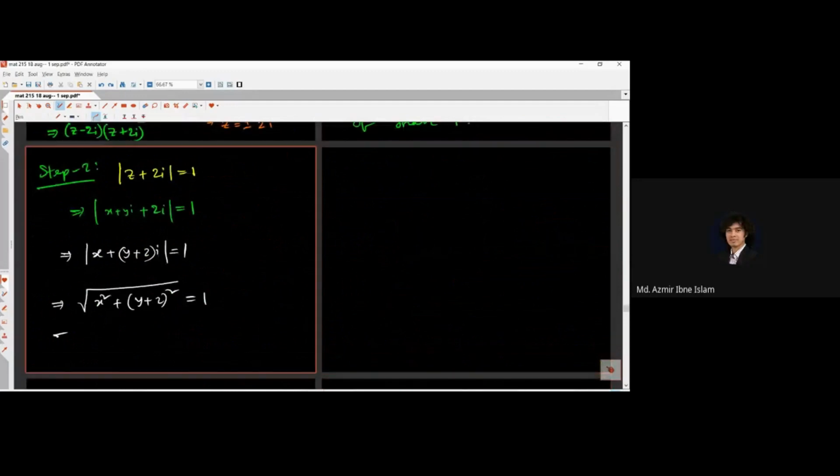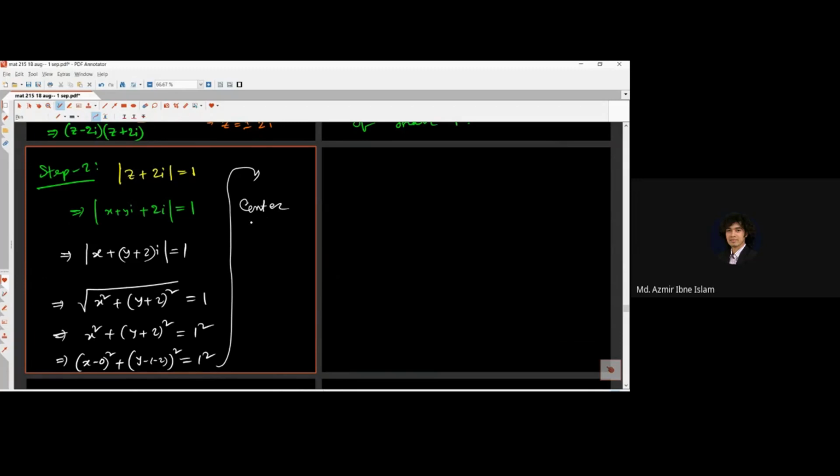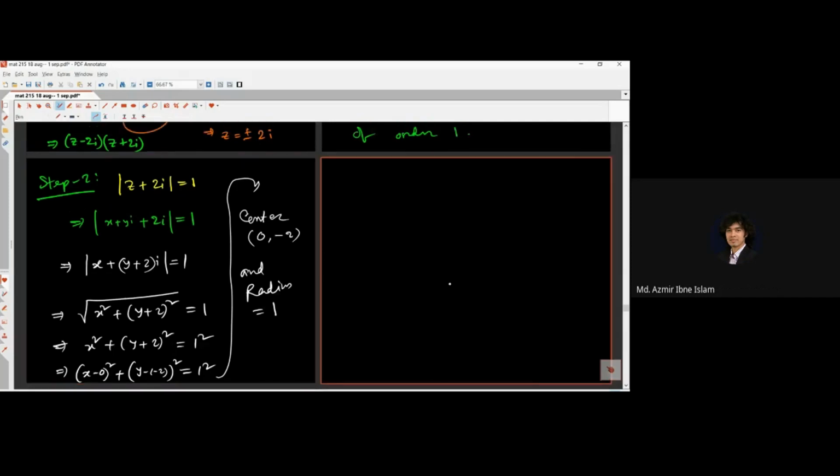So from here we can see x squared plus (y plus 2) squared equal to 1 squared. We are taking a square on both sides. Finally, you can understand that we have (x minus 0) squared plus (y minus (negative 2)) squared equal to 1 squared. What is the center? 0, negative 2. Yes. And radius? Radius is 1.